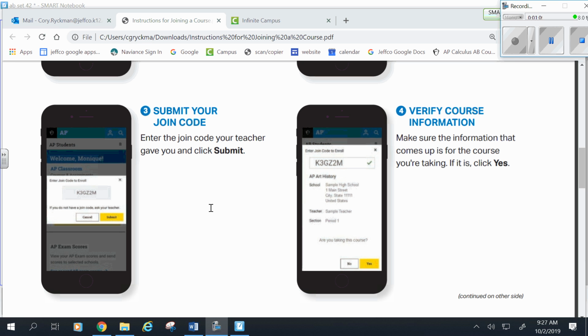I believe these are all caps. XMZDX7. XMZDX7. Hopefully, when you hit submit, you will get verification of the correct course.